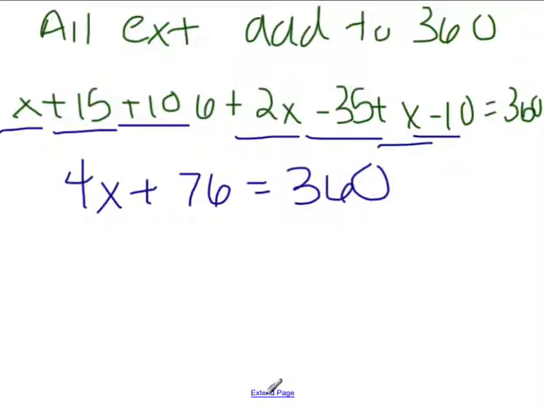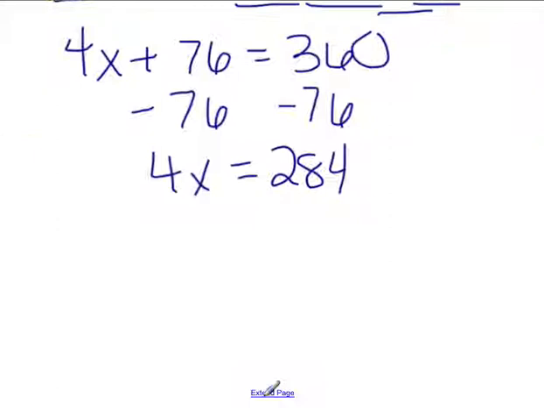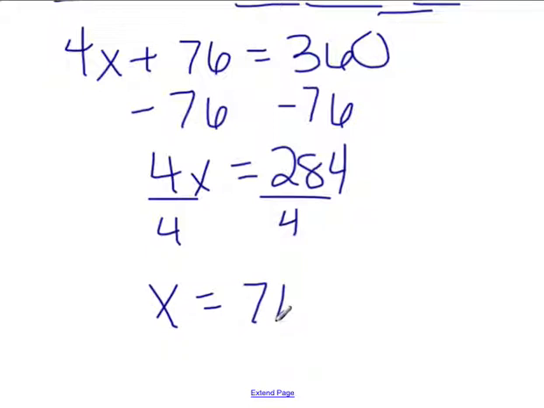So now all we have to do is solve this simple equation for x. Since the 76 is being added, I'm going to subtract 76 from both sides, and then I get that 4x is equal to 284. Next thing I want to do is divide both sides by 4, and then I get that x is equal to 71. So x is equal to 71. Okay, so that's my final answer for part number 5.